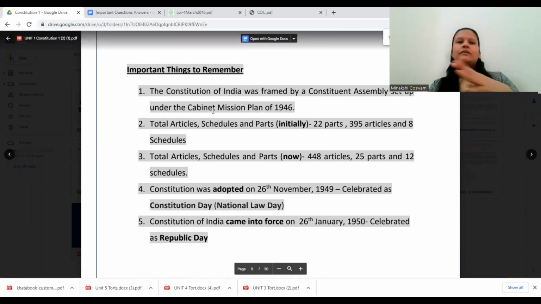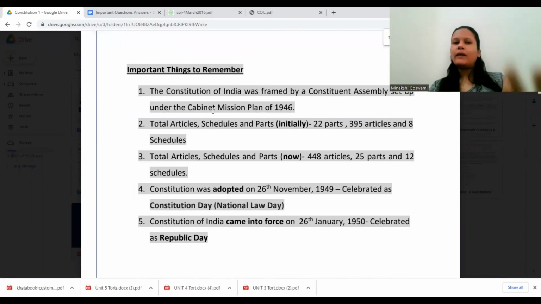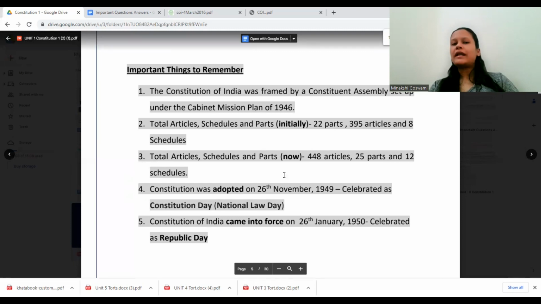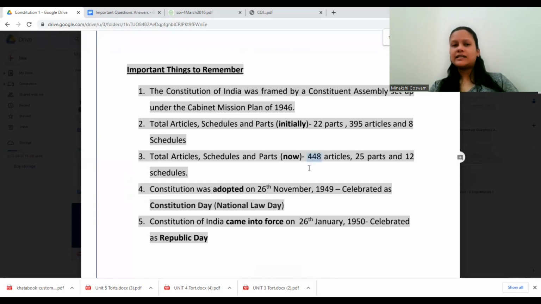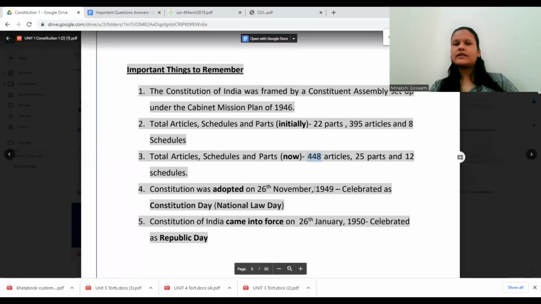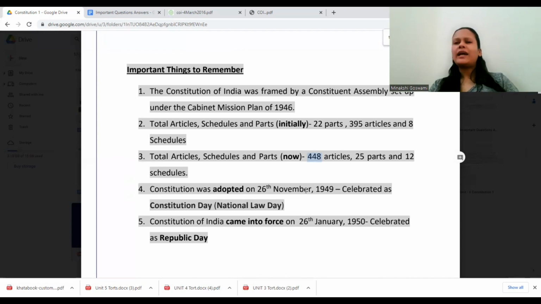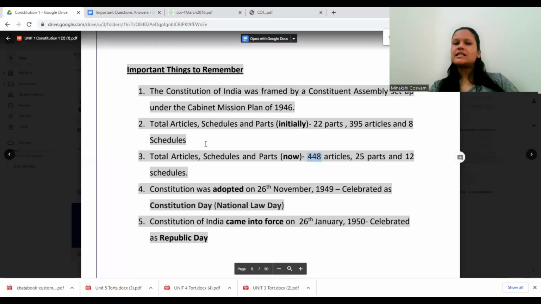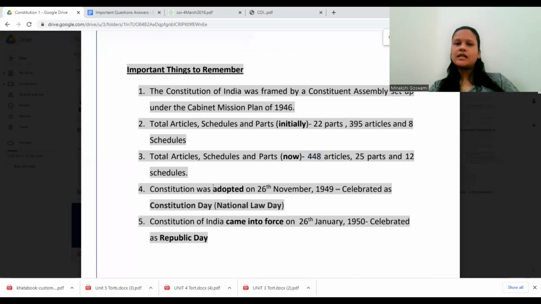Okay, so as such, you will not get questions from this intro part, but this intro part is very much needed in order to understand the Constitution. And also, when you know these things, that these many articles were there when the Constitution was adopted, you can include that while writing an answer. Somewhere you can include that as well. So these are certain things which are very important for us.